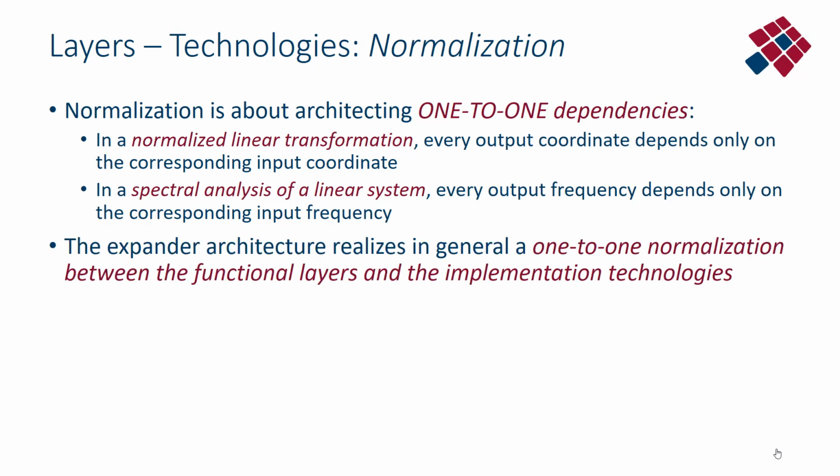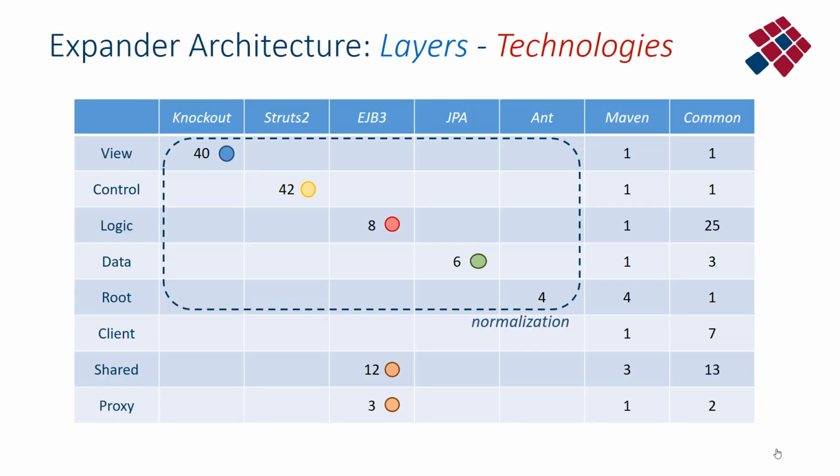Now, this expander architecture realizes in general, like it's supposed to be for normalized systems, a one-to-one normalization between the functional layers and the implementation technologies, because we have seen in this quite large upper left area, it's a diagonal matrix. So that is already something very interesting. There is indeed a normalization between the functional tiers or layers and the external technology dependencies to a large extent.